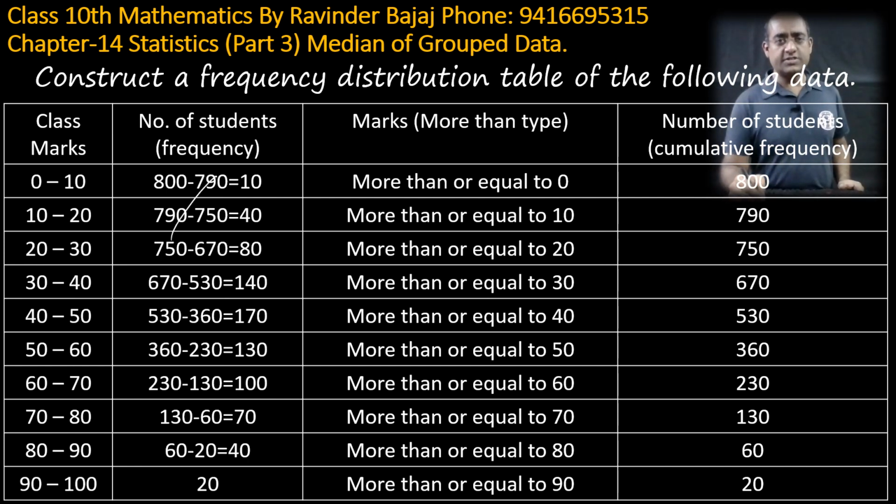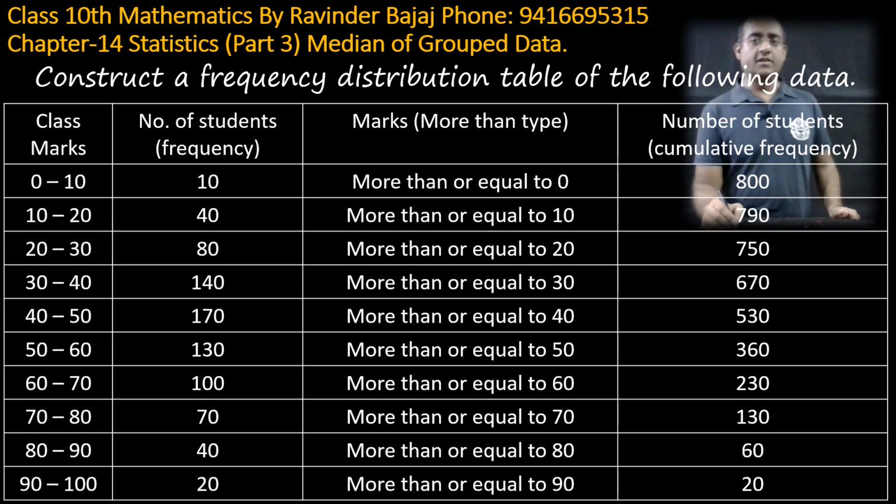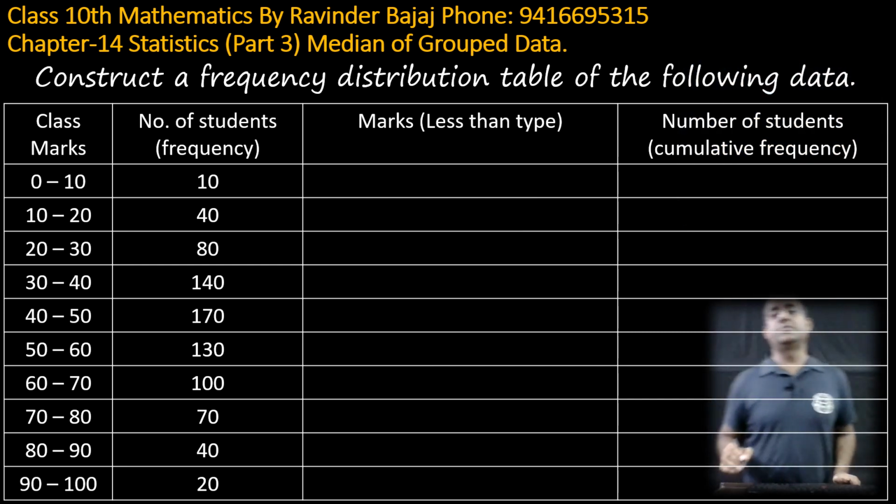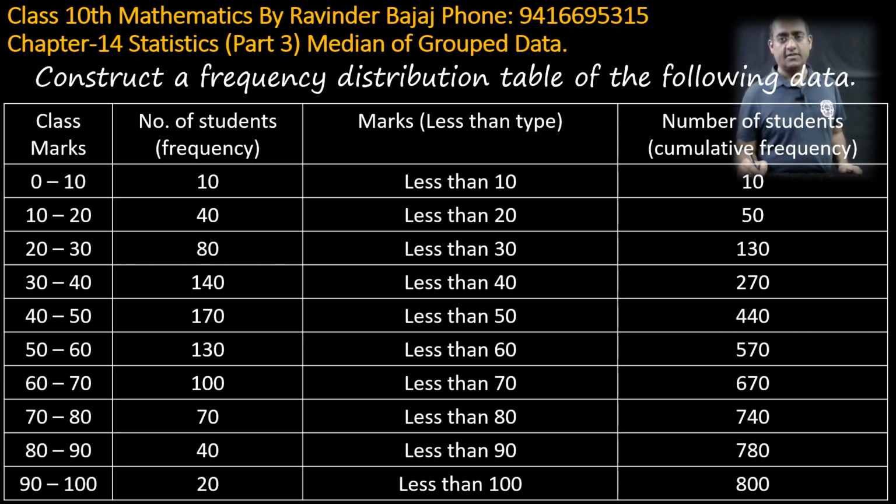Again I am telling you, this calculation you can do in the rough work, or here also you can do, there is no problem. And this will be the data. Now these two columns are not required. What are the things required? You require less than type frequency, less than type distribution. So let me calculate less than type distribution for you. Here is the less than type distribution. This I have calculated for you in the same way I have already taught you.